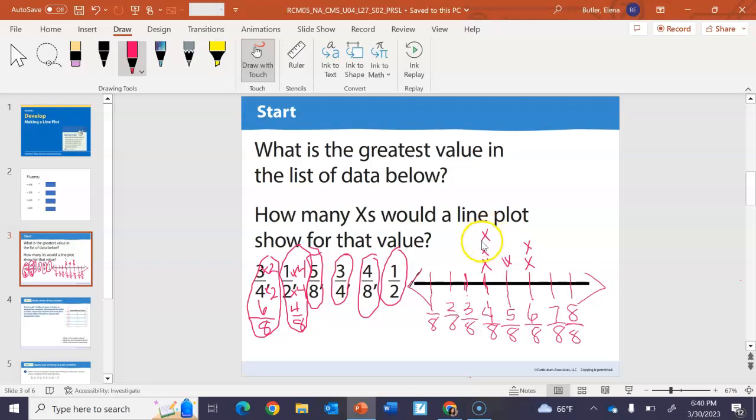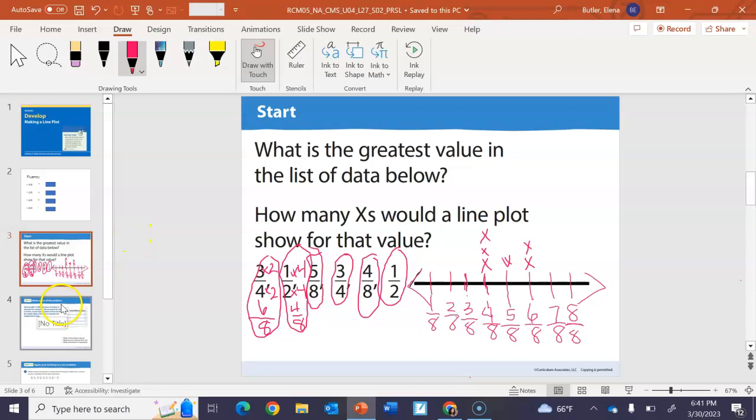So now if I look at my chart, I can see the greatest value of the list is actually 6/8 because that's the one that goes furthest this way. And I can also see how many x's there are for each value. So for 1/8, 2/8, and 3/8, there are no x's. But 4/8 has 3 x's, 5/8 has 1 x, and 6/8 has 2 x's. 7/8 and 8/8 have no x's.